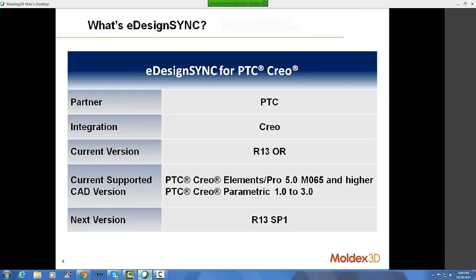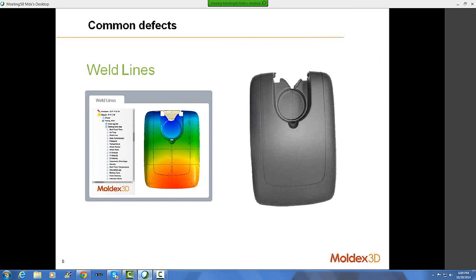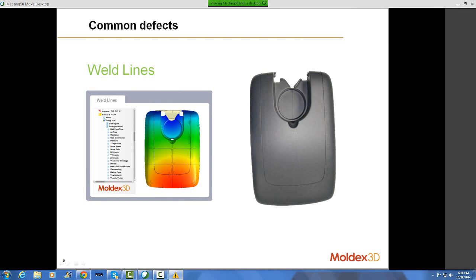Okay, and then I want to show you several common defects occurring in injection molding right away, including weld line, short shot, air trap, and warpage. Okay, the first is weld line. Weld line is the line formed by two different melt fronts joined together during the filling stage. And it will decrease the structural strength of the final product and increase product surface defects.